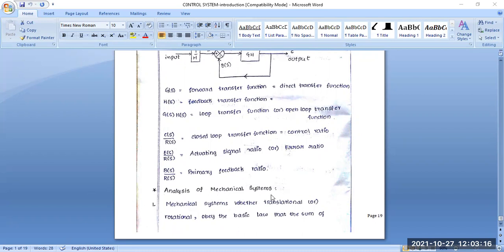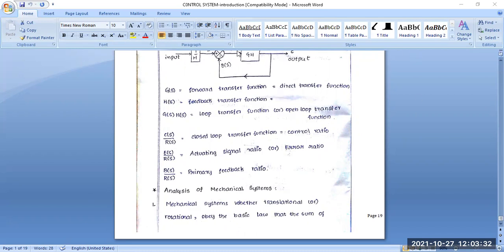Next, analysis of mechanical systems. This is basically a mechanical system, whether translational or rotational, which obeys the basic law, the sum of the different types of controller actions. So this is called the mechanical system.